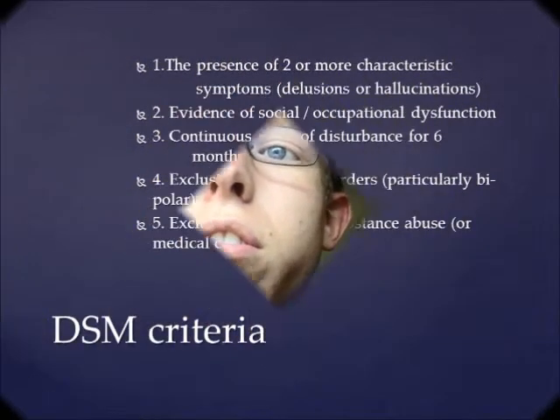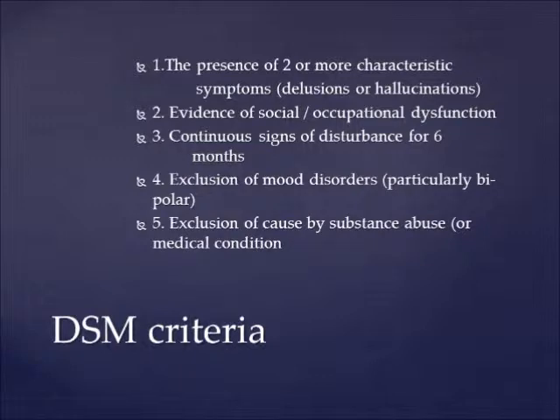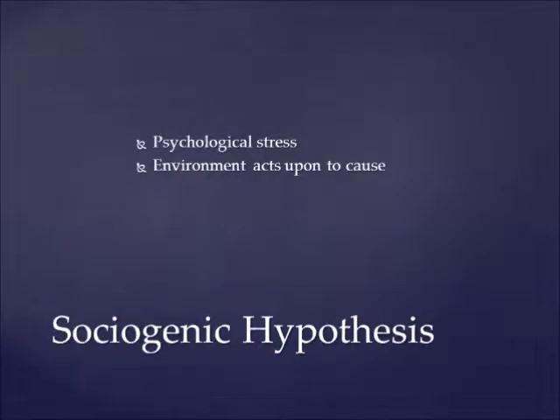The Diagnostic and Statistical Manual, or the DSM, is a manual that was created in the US and used to determine if someone is considered to have a disorder. The DSM is used to try to diagnose disorders all around the world. So there's certain criteria that the DSM presents in order for people to be classified as having certain disorders. So, for example, in order to have schizophrenia, there must be the presence of two or more characteristic symptoms, such as hallucinations or even delusions, and a negative symptom, evidence of social or occupational dysfunction, continuous signs of disturbance for 6 months, exclusion of mood disorders, particularly bipolar disorder, and also exclusion of cause by substance abuse or a pre-existing medical condition.